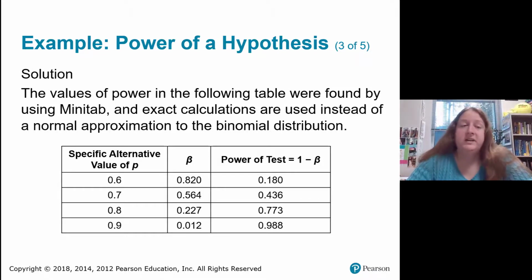Now we can do this by hand, but in this case, for these results, we used Minitab, a statistical software, to find them. So we find the probability of those type 2 errors, and we subtract them from 1, and that gives us the power of the test. Notice that as the specific alternative increases, the power of the test also increases.